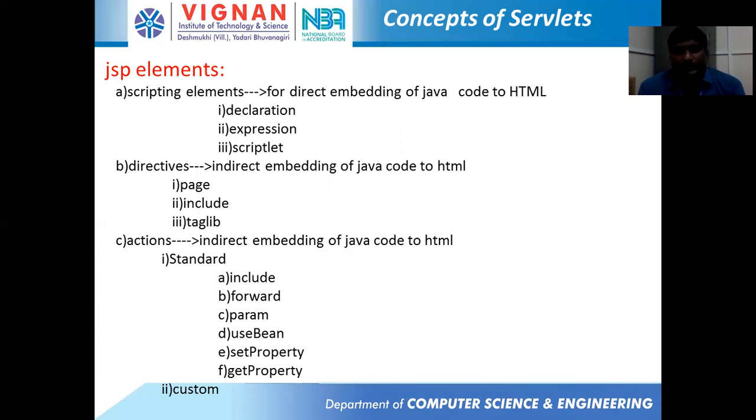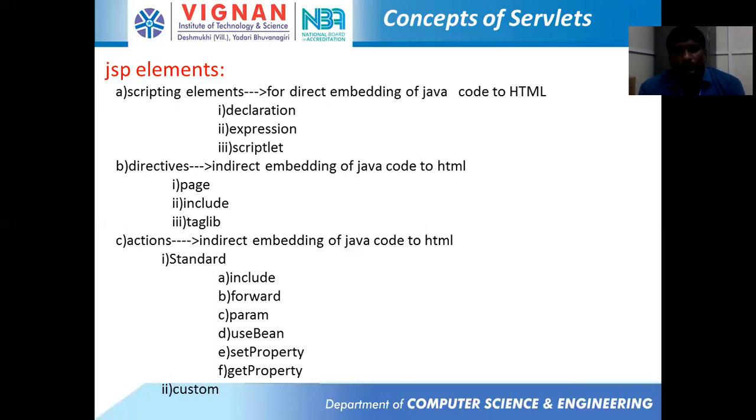And actions, JSP actions, this is also indirect embedding of Java code into the HTML. There are standard and custom actions in JSP. Standard actions or action elements are include, forward, param, useBean, setProperty, getProperty. Custom actions we need to define ourselves. If you learn all those scripting elements, directives, and actions, our learning of JSP development is over. So here, the first thing is we need to discuss how to write a JSP file.